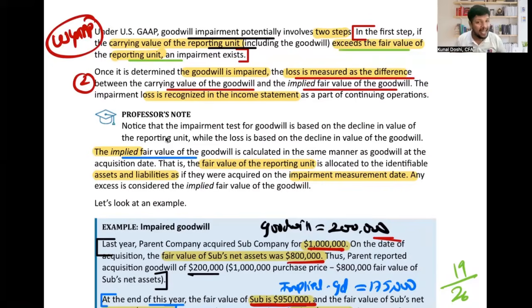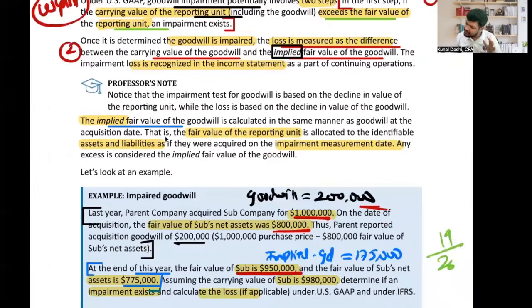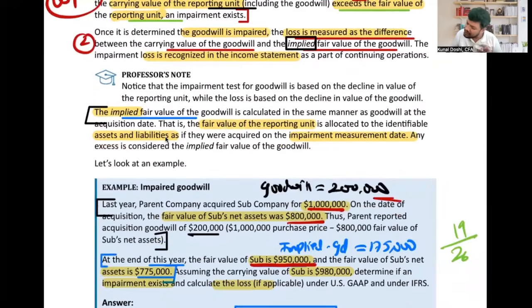Once it is decided, then you will have to calculate the impairment loss. So for impairment loss, what we do, we take the difference between the carrying value and the implied fair value. What is implied fair value here? It is exactly the same that we did in the acquisition date. We will calculate the company's reported value, net NAV value, and we will calculate basically how much amount we were supposed to pay as of today.